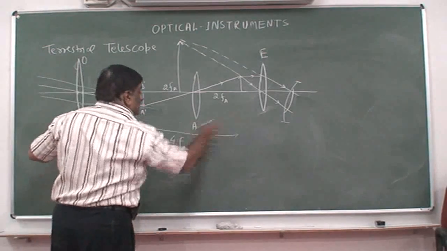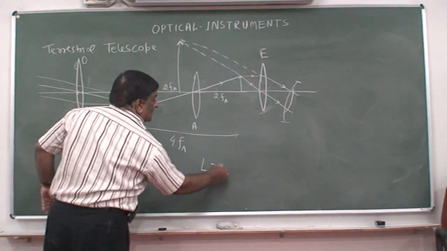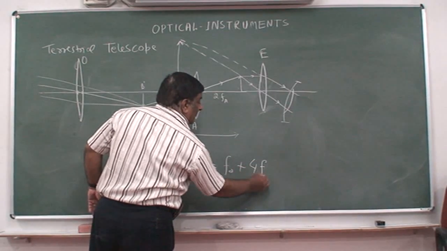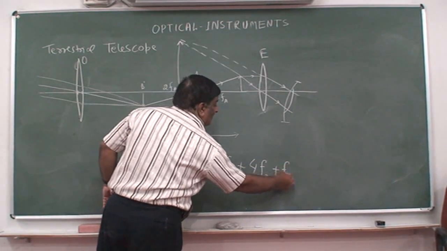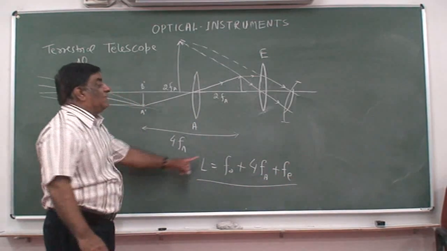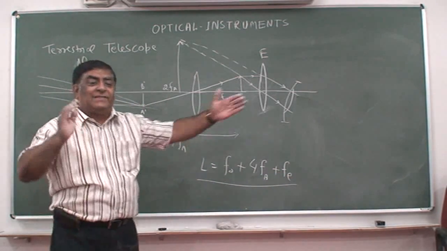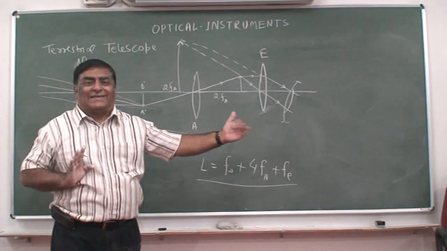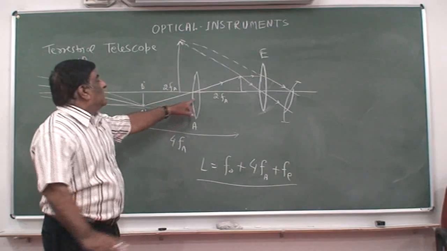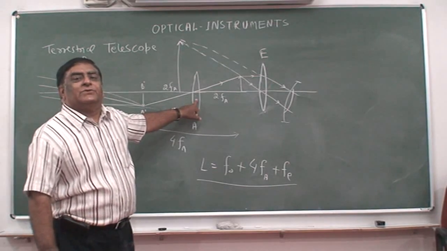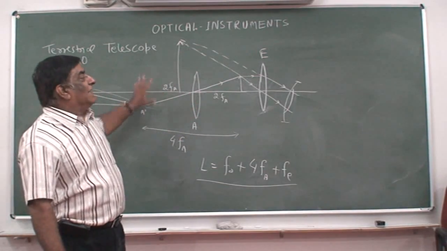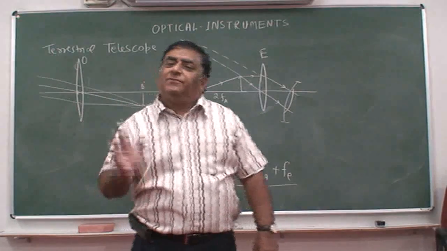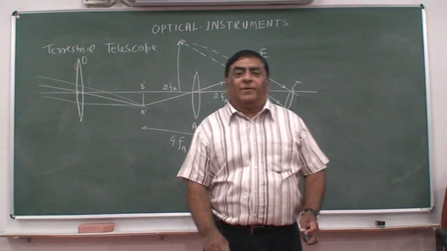Otherwise, how much is this length now? This length is equal to FO plus 4FA plus FE. It is a very large length. So number one, the length is not practical, it is impractical. Number two, we lose certain brightness here. So this is the disadvantage of the terrestrial telescope, and that's why we don't use it much. We use astronomical telescopes for astronomical purposes.